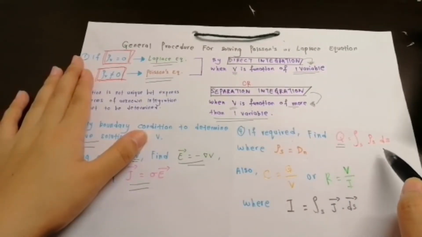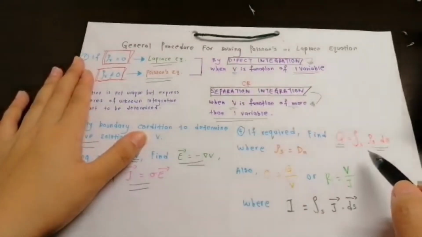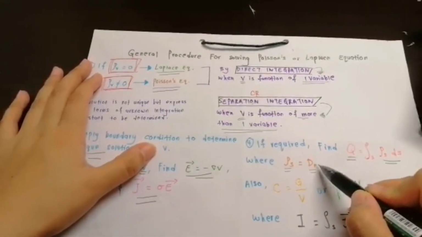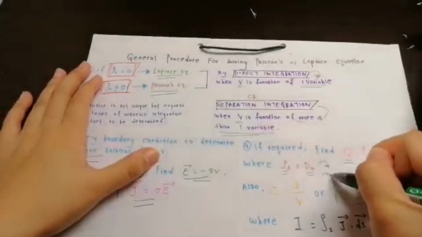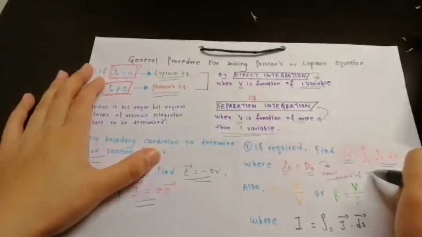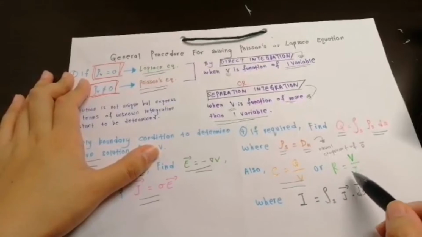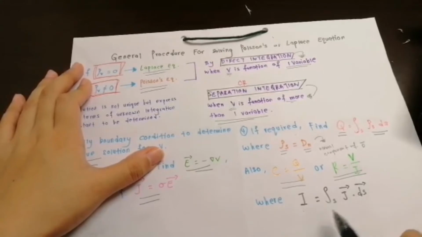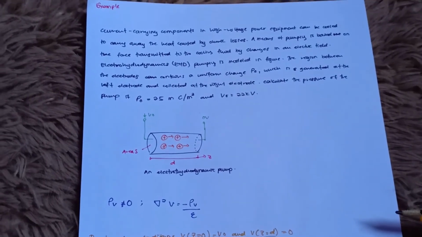This is the charge, where rho s equals Dn, and Dn is the normal component of D. Also we can find C equals Q over V, or R equals V over I, where I equals the integral of J dot dS. That's all. Thank you. Thank you, Diana and Dorita.